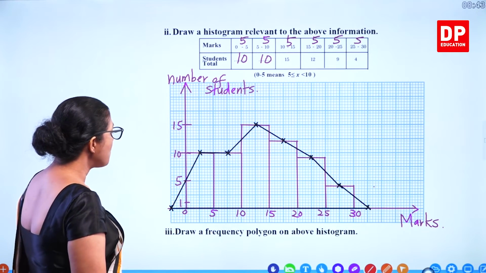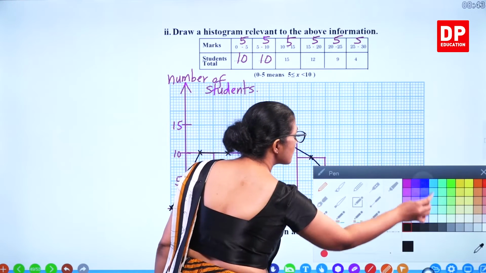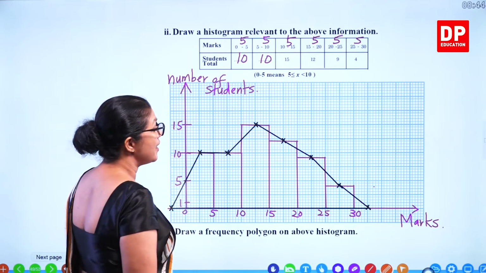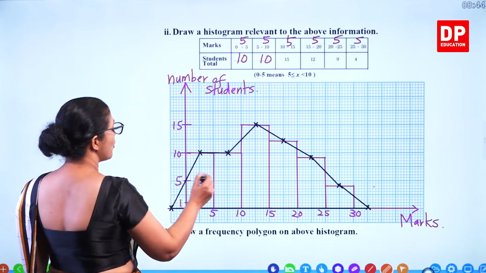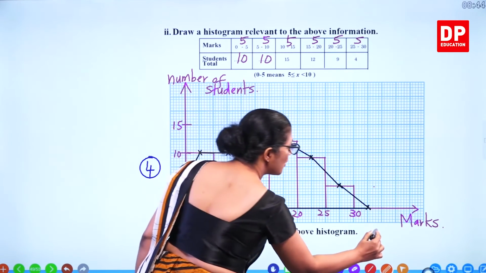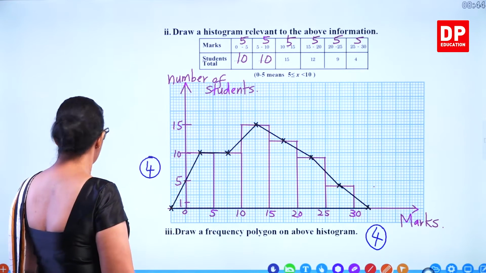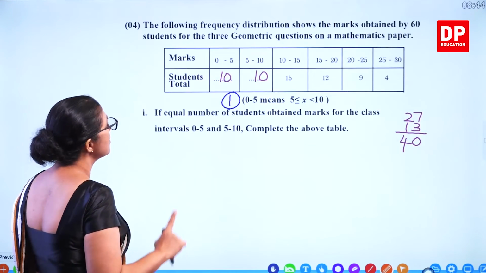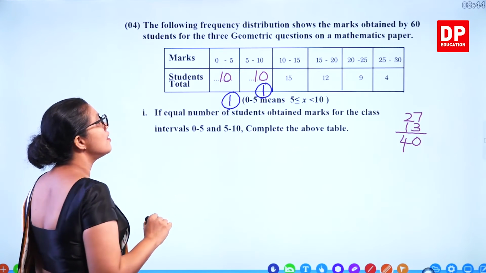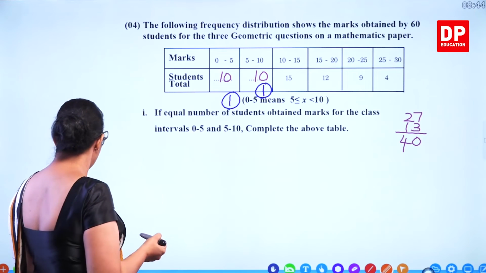Now we need to give marks for this. Now how can we give marks? We can give histogram 4 marks and frequency polygon 4 marks, and we can increase the marks for this part by 1. So each one, I can give 2 marks. So 4 and 4, 8 plus 2, 10 marks altogether.